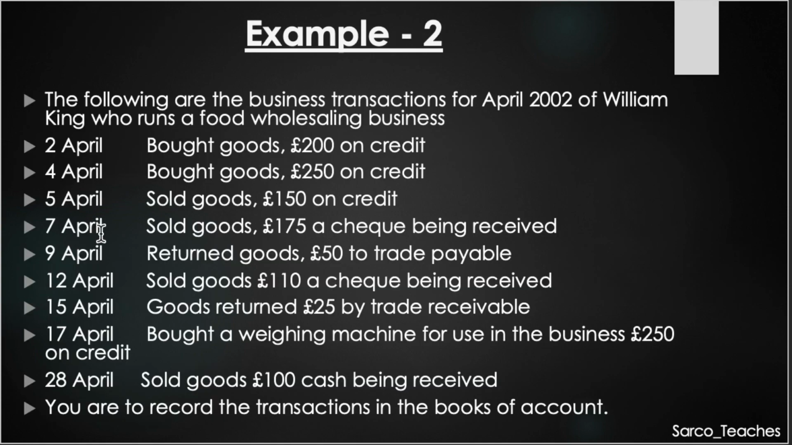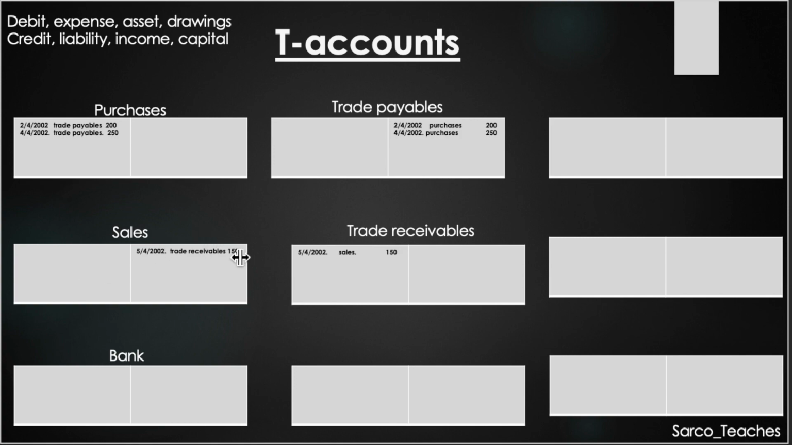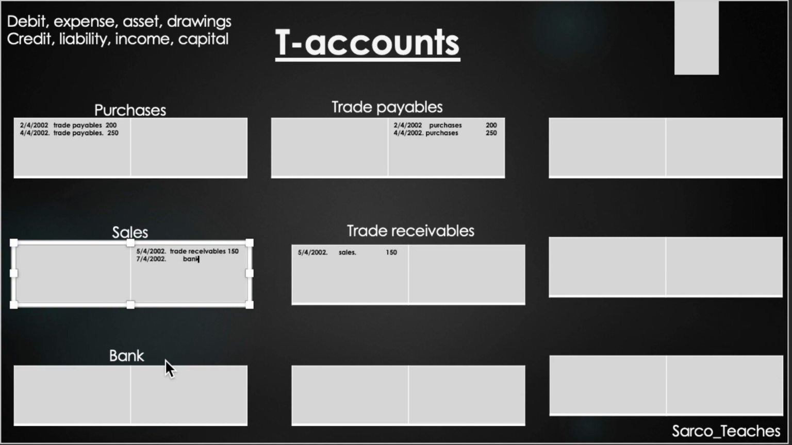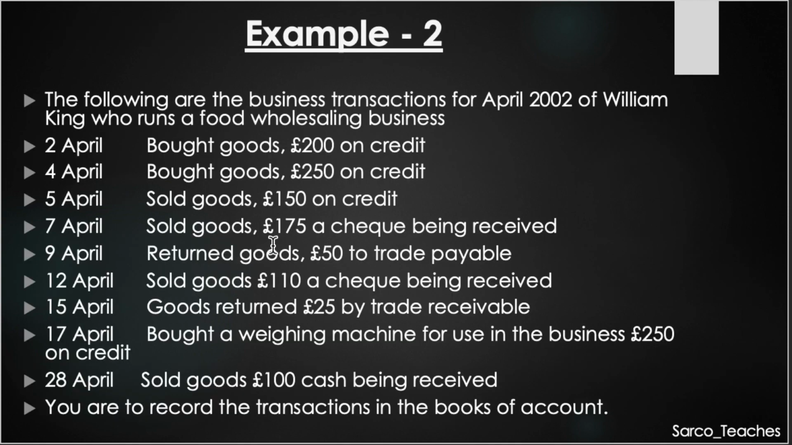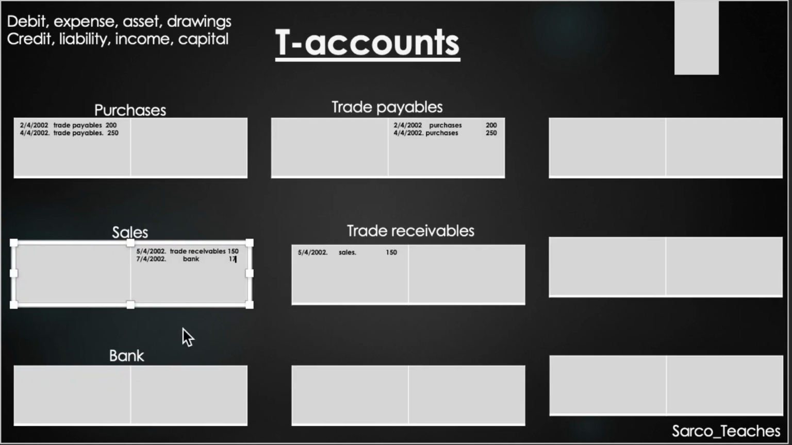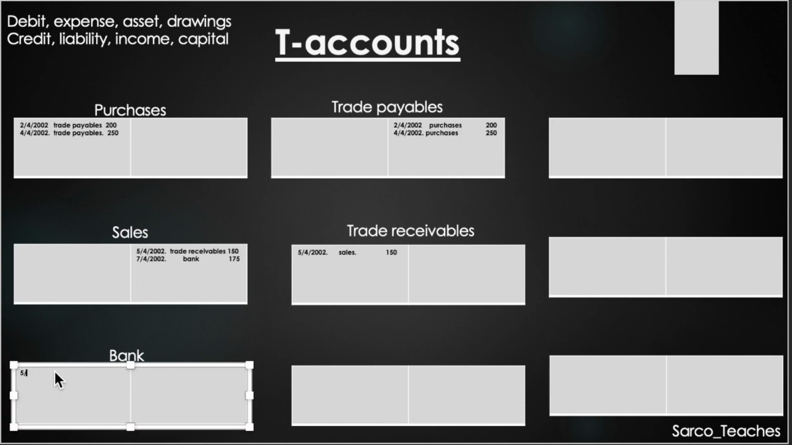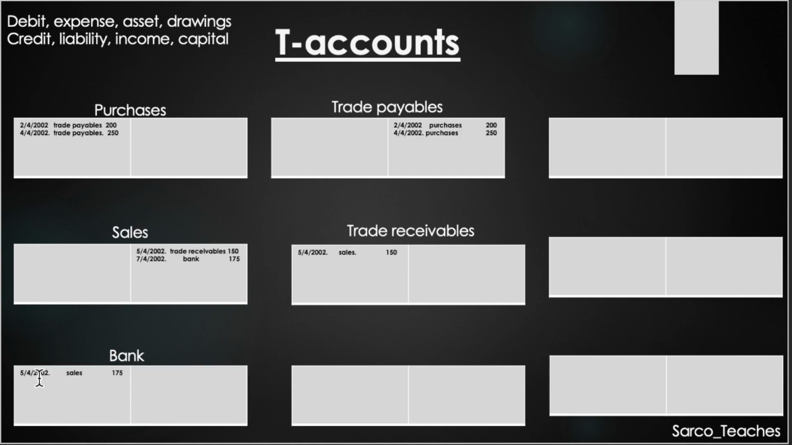The date is the 7th of April. So we go into our sales section on the credit side. The reason for this is sales is income, and income increases on the credit. So we get the date, and then we check for the amount, which is £175, and we put that in as well. And for the bank, we put it on the debit side. This is because we're receiving money, so the bank increases, and bank increases on the debit.